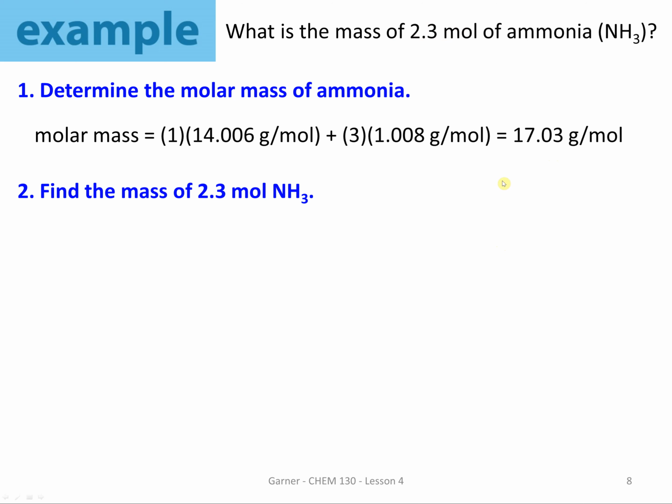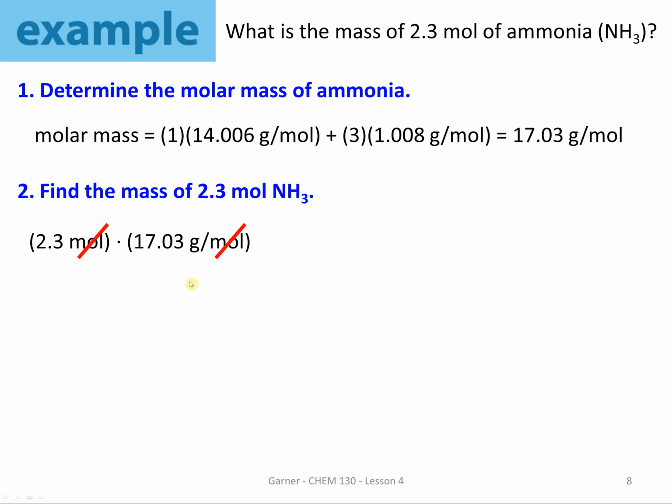So just like we saw in that last slide, I can take my moles of material, 2.3 moles, and multiply it by that molar mass that I just found. And notice that the units work out here. So if I have moles times grams per mole, the moles are going to cancel out with one another, and I'm going to be left just with units of grams.